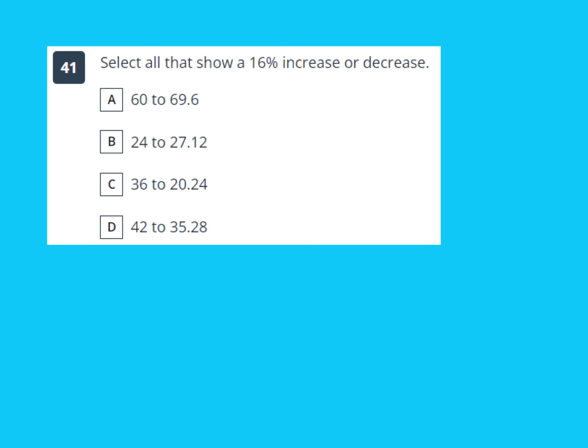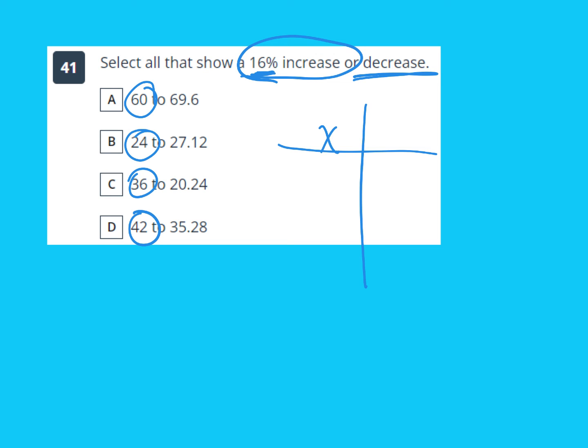Next, select all that show a 16% increase or decrease. Interesting. So basically, I'm looking at increase or decrease. And with increase or decrease, I want to take this first number every single time, and that's my input. So I'm going to make that my x.